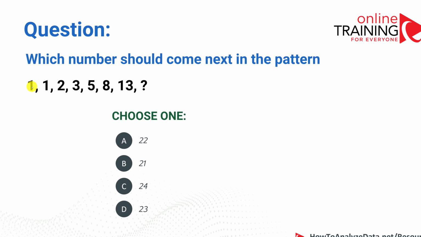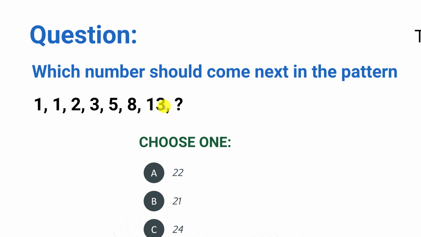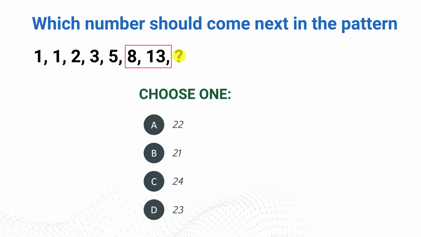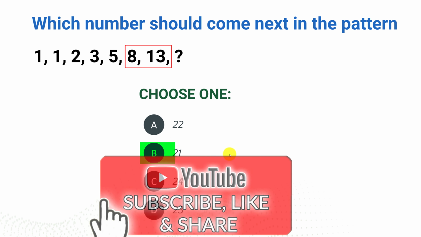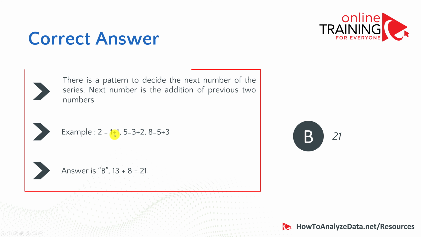Well, let's look. So we have 1, 1, and then 1 plus 1 equals 2, then 1 plus 2 equals 3, then we have 2 plus 3 equals 5, and then you can kind of keep going. So to calculate the next number, it's basically the sum of the previous 2 numbers. So 8 plus 13 is 21. So the right choice here is choice B, which is 21. And this is the explanation that the pattern here is really the sum of the previous 2 numbers. Hopefully you've got this one right.